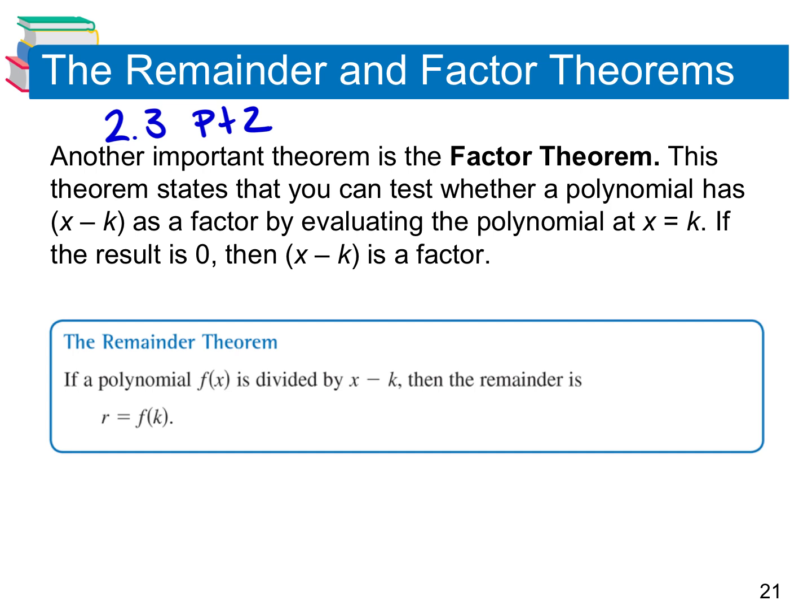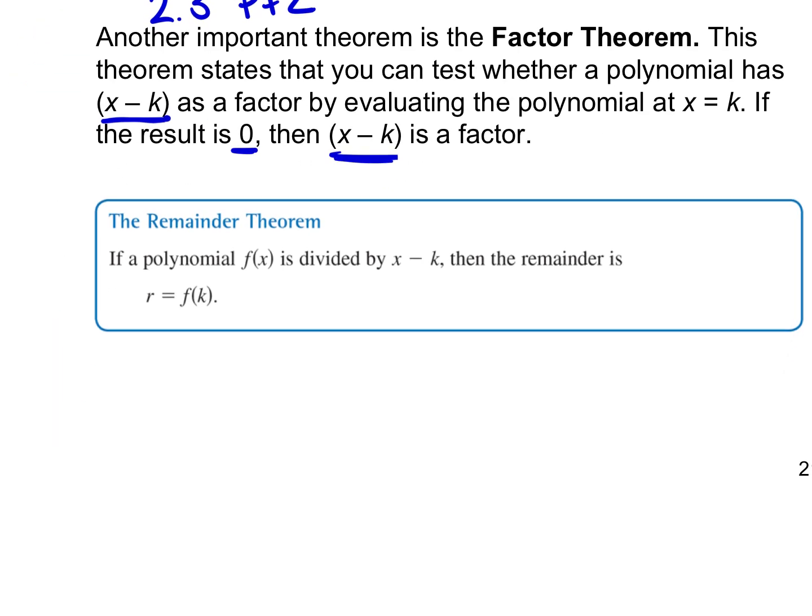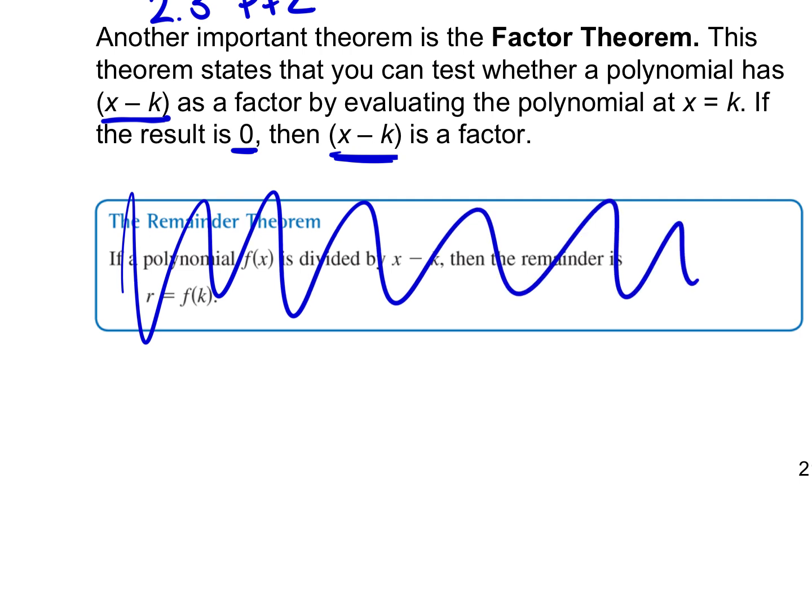This states that if you have a binomial, using x minus k as an example here, and you use synthetic division, if the result is 0, then that x minus k is a factor. So this box here is for the remainder theorem. It's not the factor theorem. But the factor theorem just says that if you do synthetic division and you get a remainder of 0, then it's a factor.